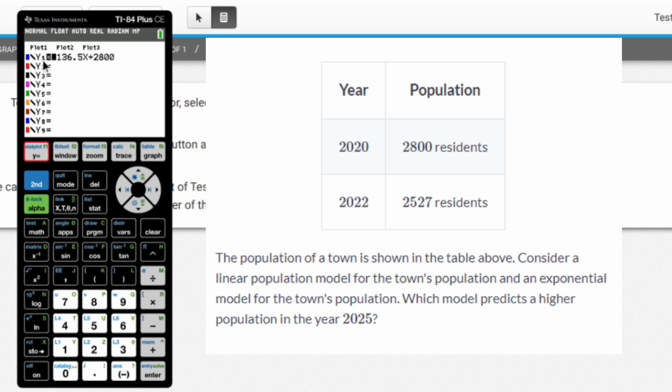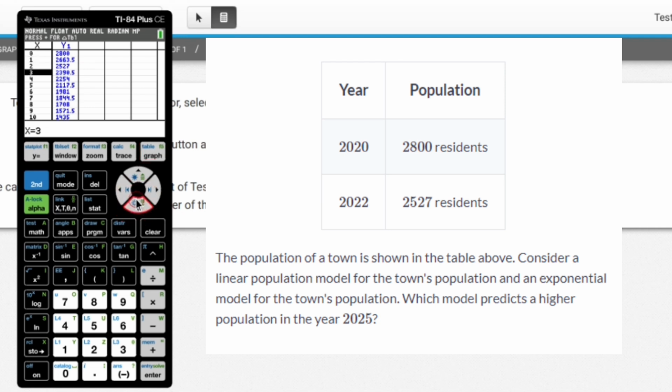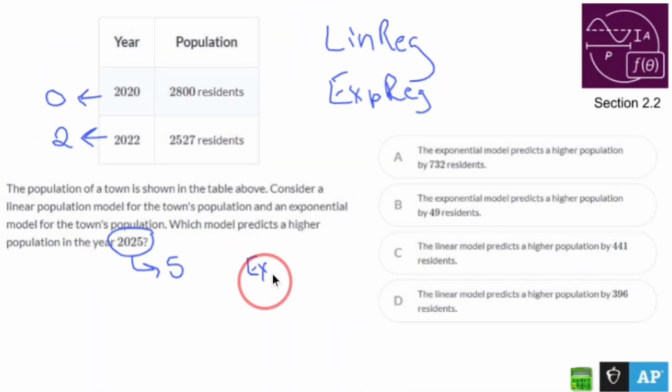So I care about what happens in 2025, which means the year is 5. So second table. And now the value that I care about at 5 is 2,107.117.5. So I'm going to write those numbers down and then come up with my answer in a second. So the exponential regression model gave us 2,167, give or take. Of course, I'm rounding it because it's a person, and I don't want to take 0.6 of a human being.